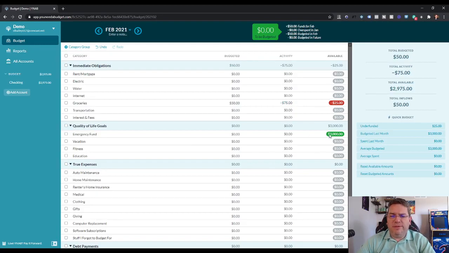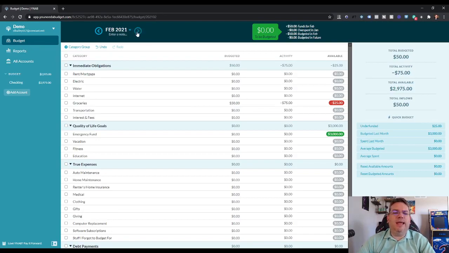But yet my emergency fund still shows $3,000. So YNAB is very good at keeping your money allocated regardless of what goes on with your transactions. This is the reality of where you've got your money set aside. So I spent more in groceries than I should have.